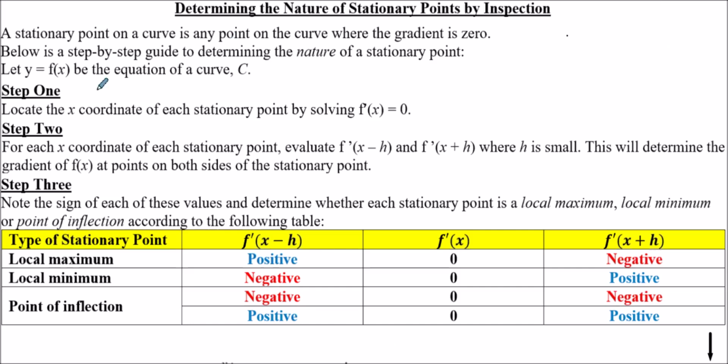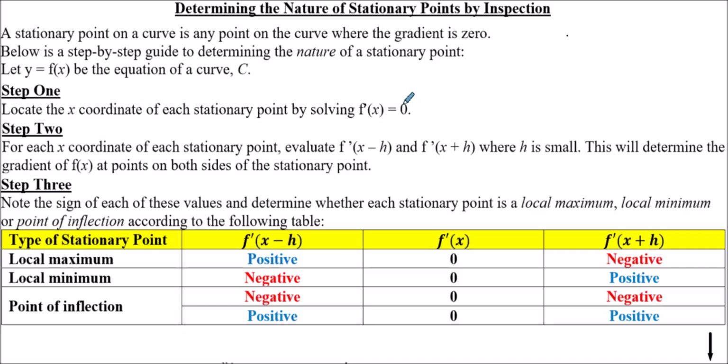So, first of all, we locate the x-coordinate of each stationary point by just working out the gradient function and then solving that. So setting the gradient function equal to 0 and working out what values of x yield a gradient of 0. The second step is for each of those x-coordinates, we're going to think about 2 points very, very close to the value of x which gives a gradient of 0, either side of it. If you think about 2 points very close either side of where the gradient is 0, we can think about what's happening around that point.